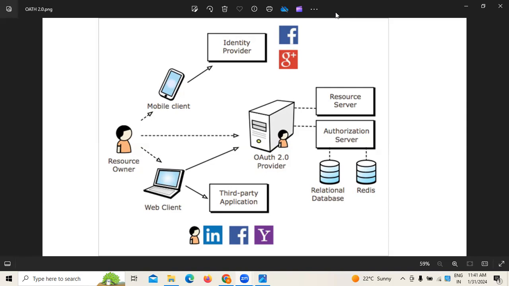But when it comes to the authorization server, it has an advantage, especially at the advanced level. It has the advantage of creating a common token for all the microservices.